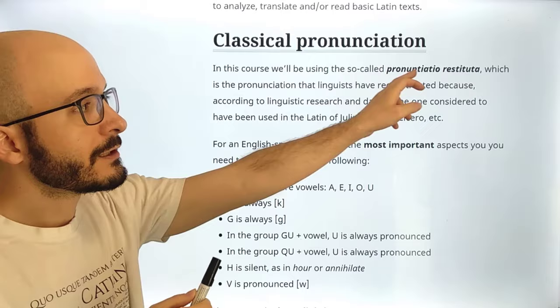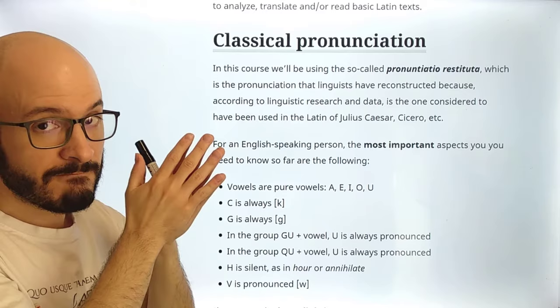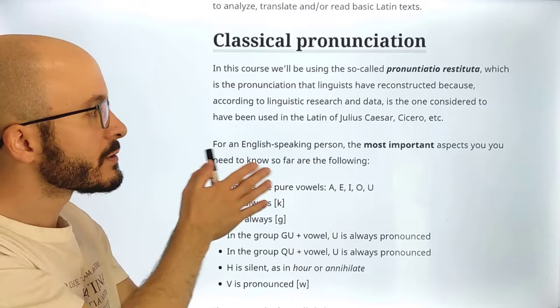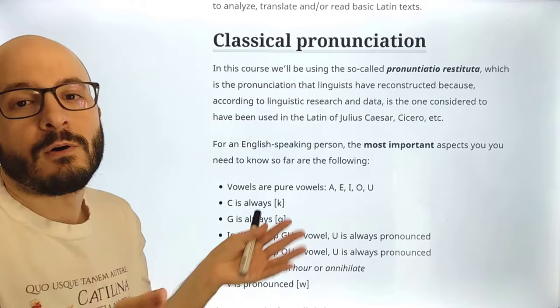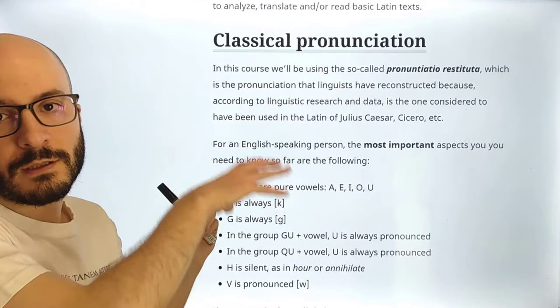So, what is this pronuntiatio restituta? It's the pronunciation that linguists, real, actual linguists, have reconstructed because, according to linguistic research and data, it is the one considered to have been used in the Latin of Julius Caesar, Cicero, etc. Like, you know, all these big guys. When we think about Latin, we think about Julius Caesar, Cicero, etc. So all of these people spoke more or less like we are going to study and practice here.